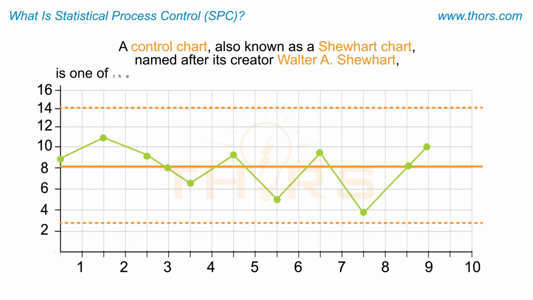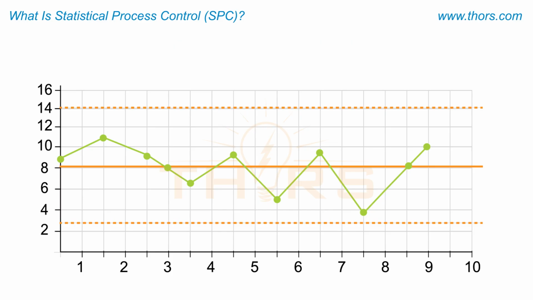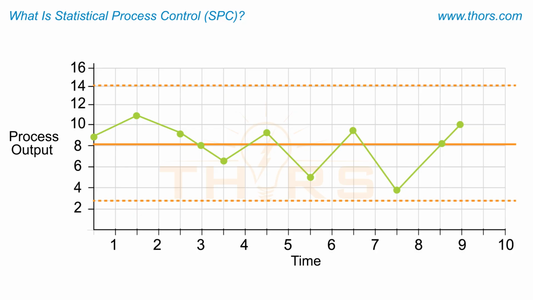A control chart, also known as a Shewhart chart, named after its creator Walter A. Shewhart, is one of the most significant tools used in SPC to monitor a process. A control chart is a graphical representation of data representing the process output over time. The control chart can analyze different types of data, such as variable data and attribute data.